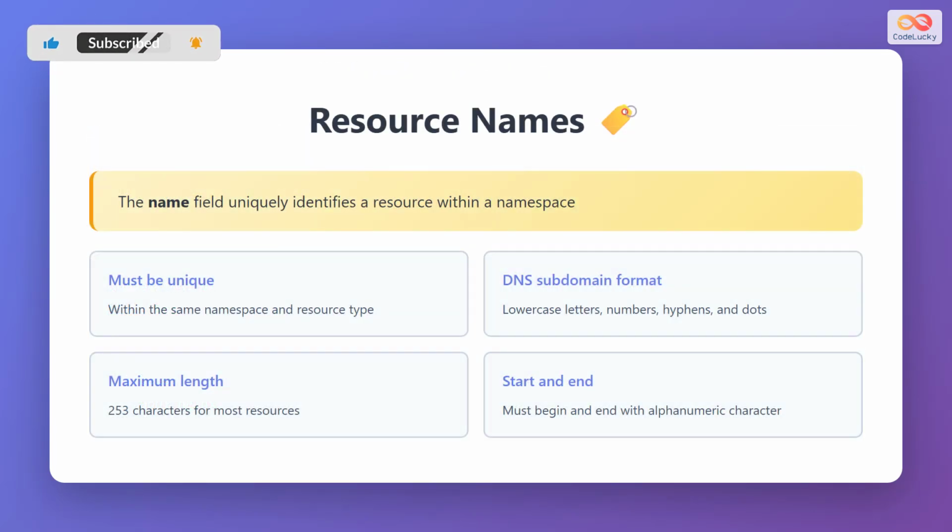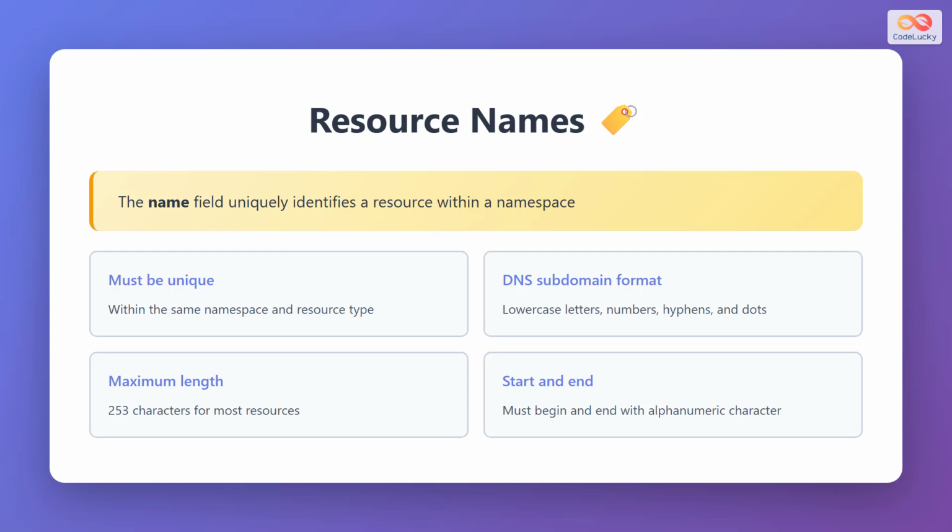The name field uniquely identifies a resource within a namespace. There are four important rules to remember when naming your Kubernetes resources. First, names must be unique within the same namespace and resource type. Second, they must follow DNS subdomain format, using only lowercase letters, numbers, hyphens, and dots.